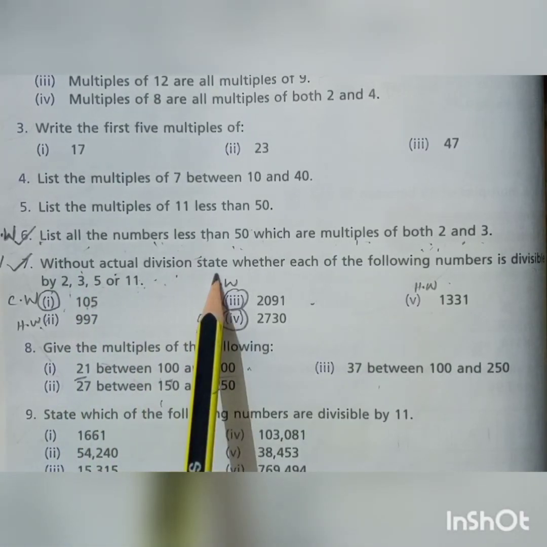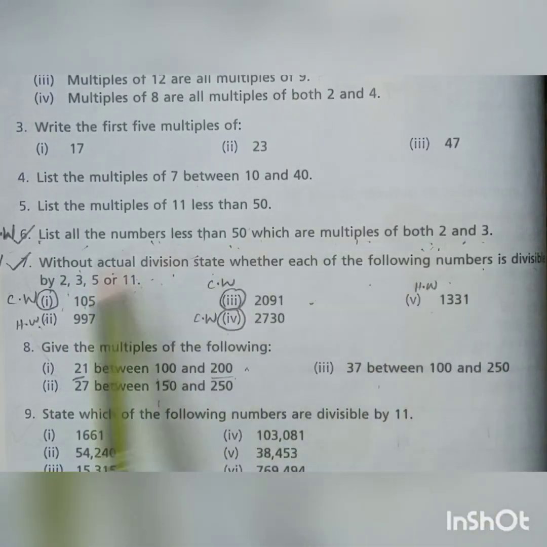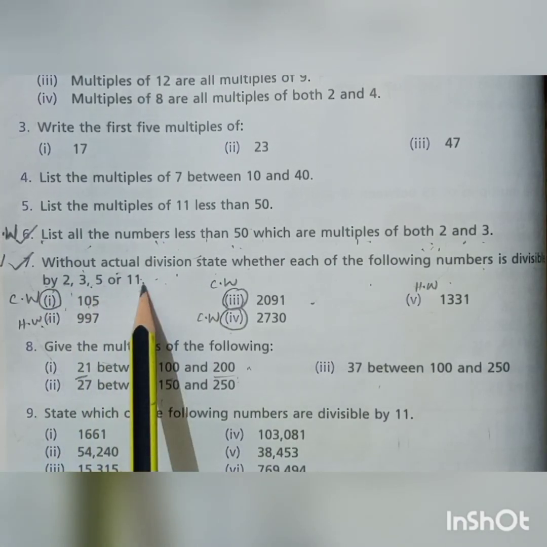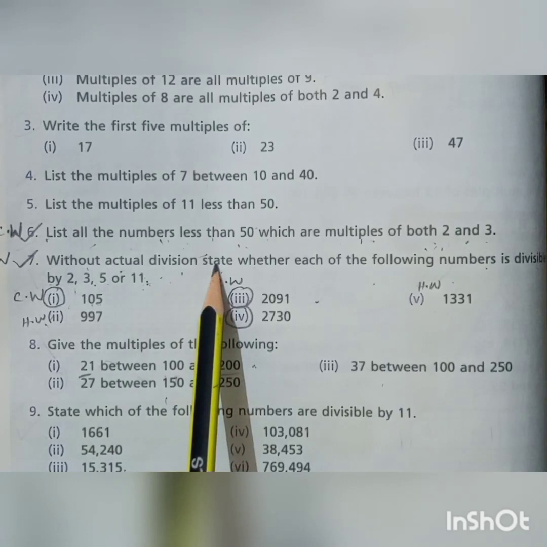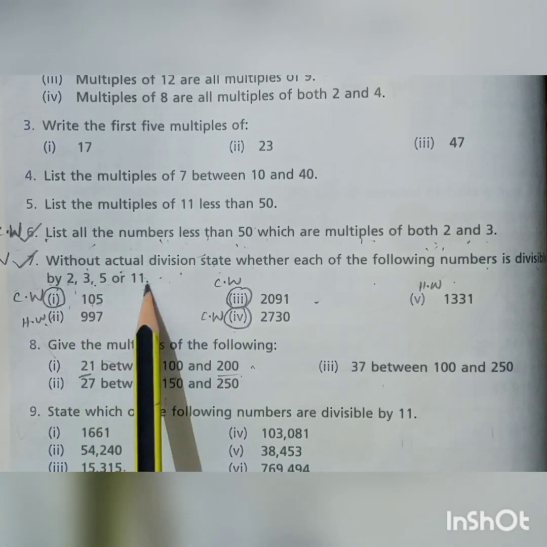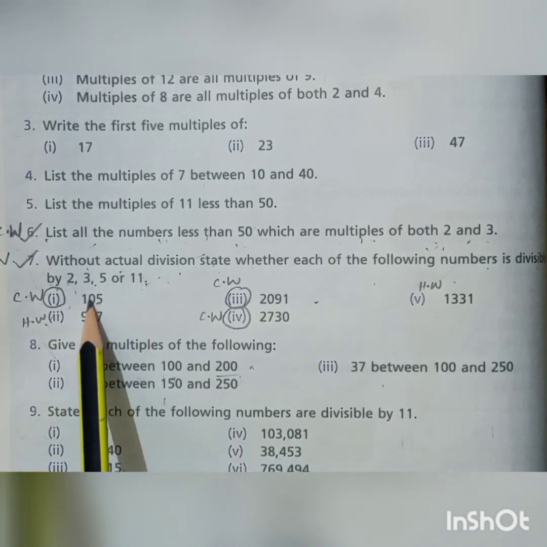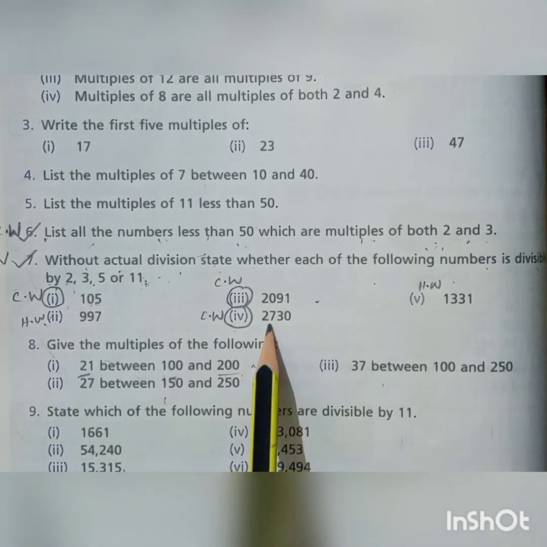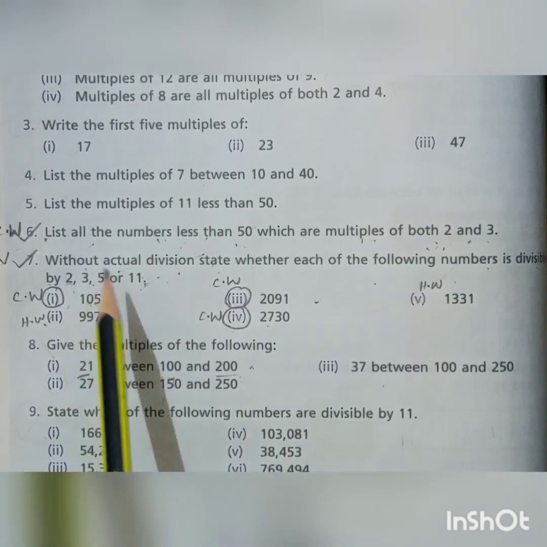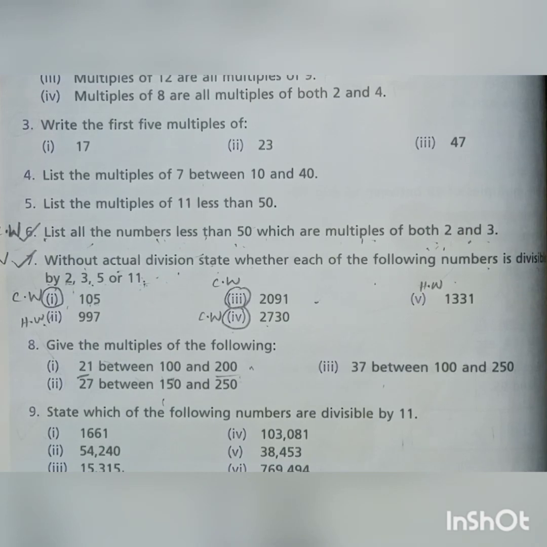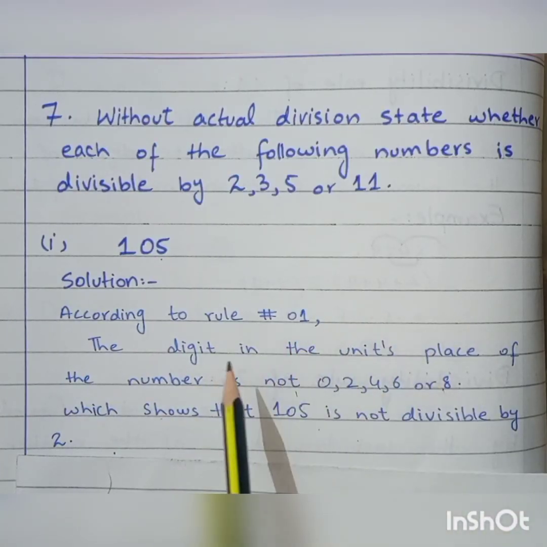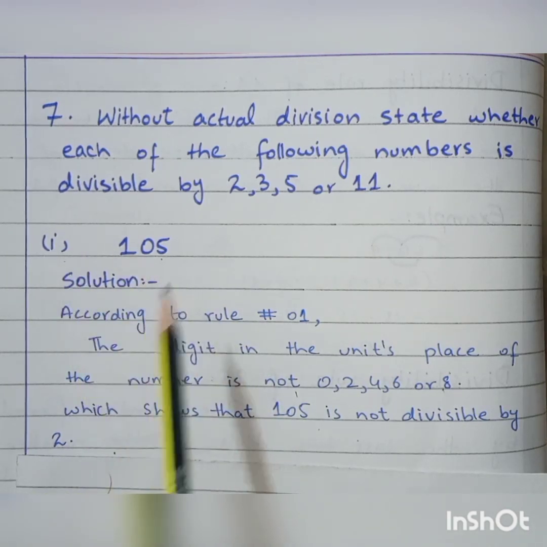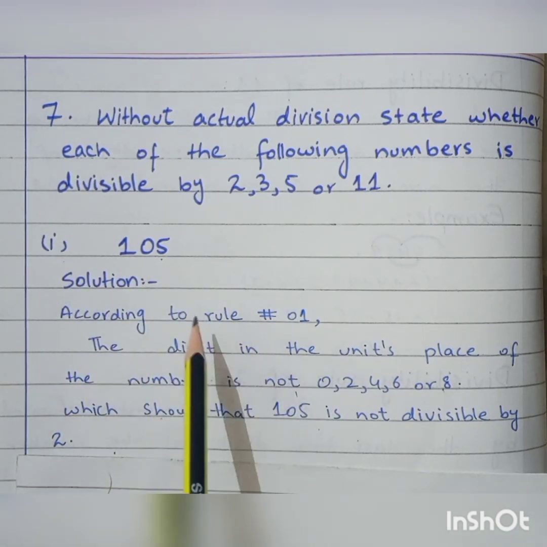Without actual division, state whether each of the following numbers is divisible by 2, 3, 5 or 11. So you have to use the divisibility rule for 2, 3, 5 or 11 to find out whether 105, 2091 and 2730 are divisible by 2, 3, 5, 11 or not. Students, you already learned about divisibility rules for some numbers. So let's start part 1 of exercise of question number 7, 105.